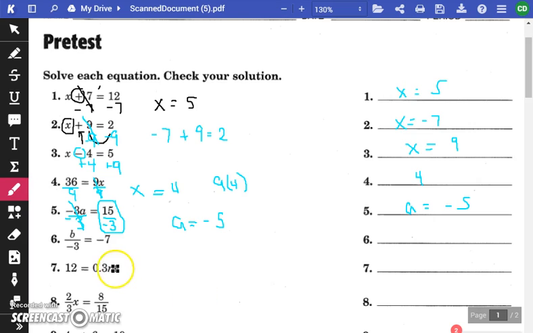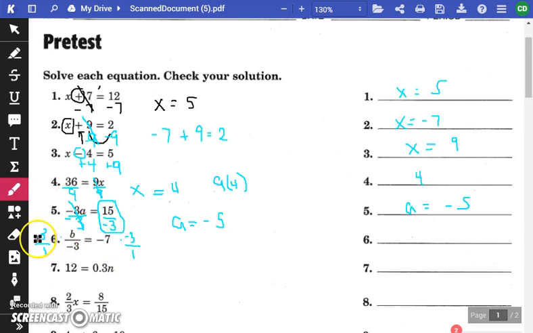Number 6 is a little challenging because we have a fraction. We need to get b by itself. So what we're going to do is multiply both sides by the denominator, negative 3 over 1, and we're going to multiply a negative 7 times a negative 3 over 1. Remember, whatever you do to the left side of an equation, you have to do to the other to keep it balanced, like a teeter-totter.